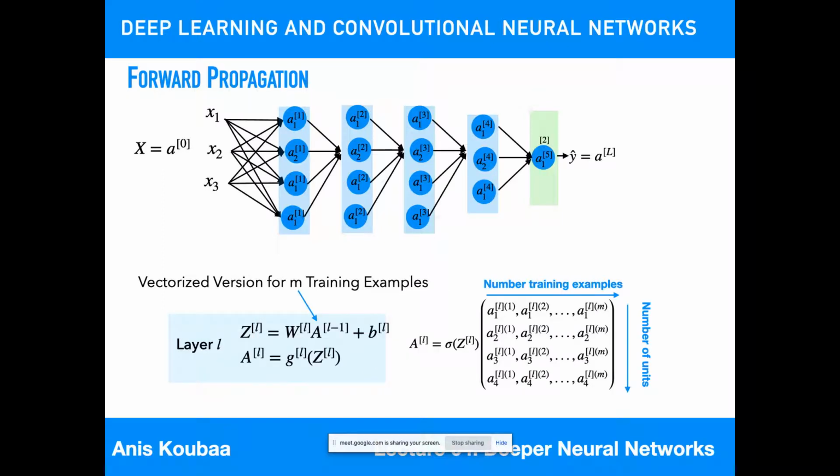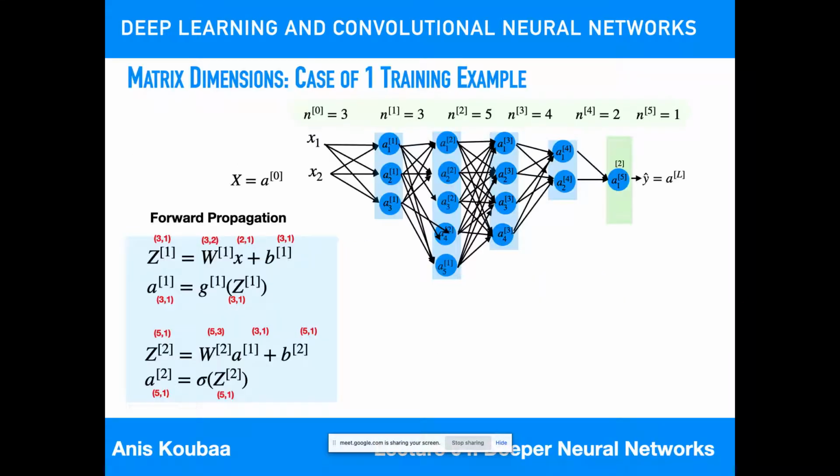So this expression is the vectorized version for M training examples. And of course, A is the same expression. Here we have the output at every unit or every node, and here we have it for M training examples. So here we have the number of training examples, and here we have the number of units in the layer. For the matrix dimensions, we can check the case of one training example and how to calculate it.